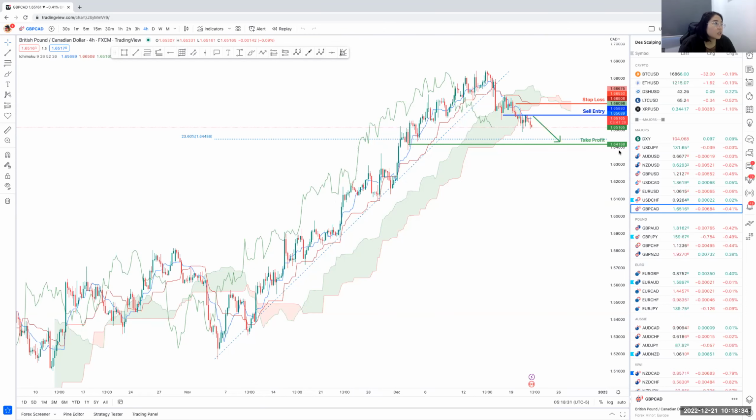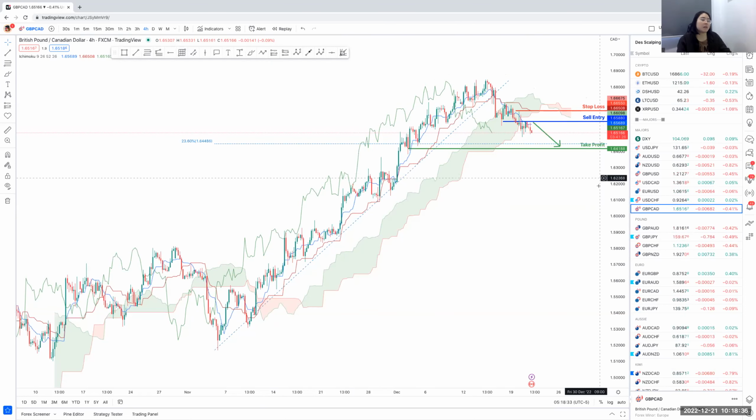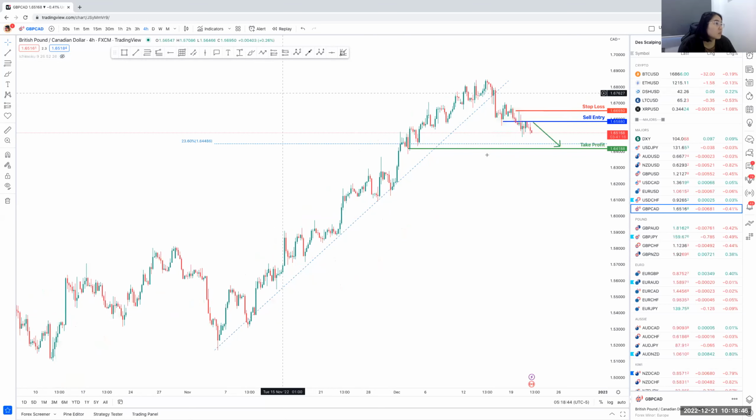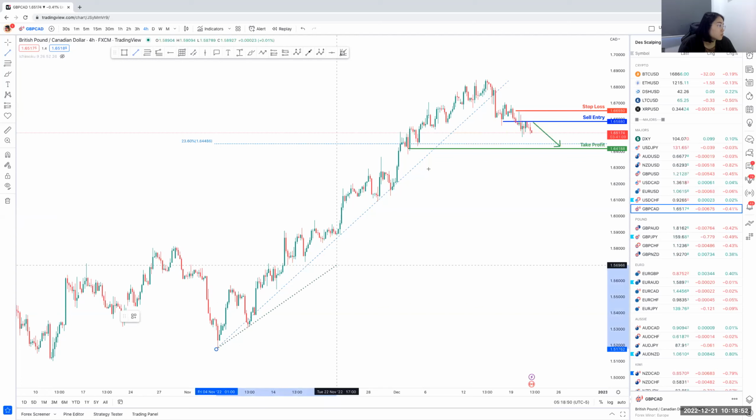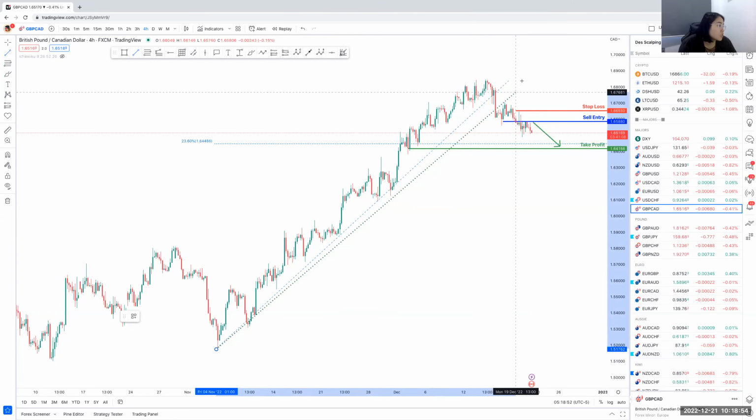Okay, so this is one setup that I found today using Trendline. I will show you guys how exactly I found this setup. First of all, I realized there was a trend line here. Do you guys see this ascending trend line?